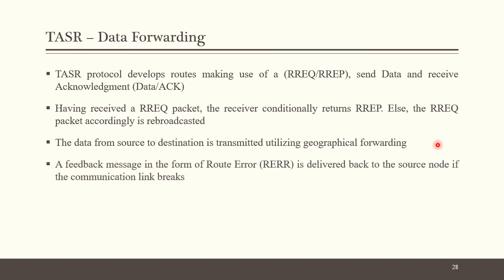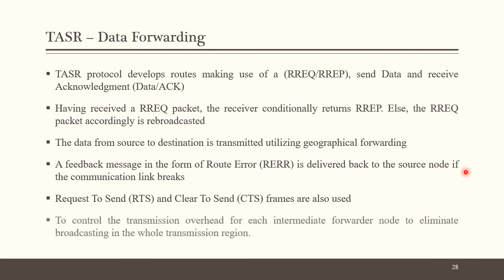In case the communication link breaks during communication, a route error message is sent to the source so it can send the route request again. It also uses request to send and clear to send frames to mitigate the terminal problems in wireless communication. To control large overhead, the protocol does not broadcast the data to the entire region, but the source only broadcasts data to an area which contains the destination node.